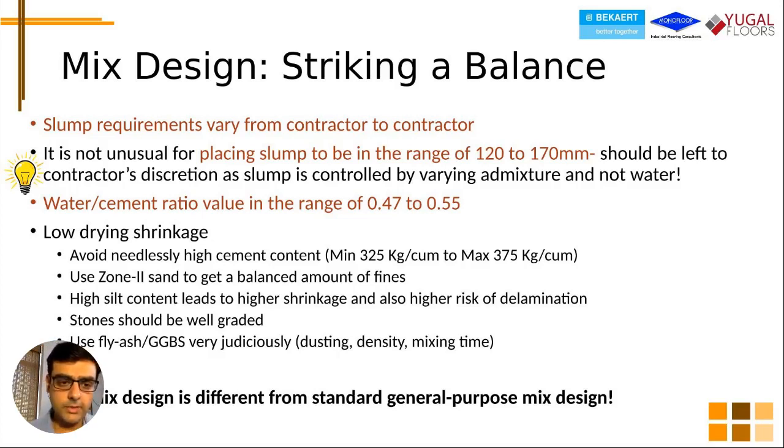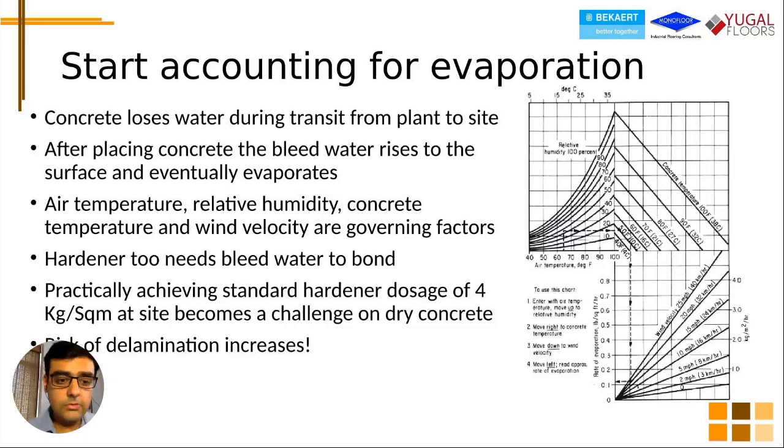Okay, what can we do to control shrinkage? Avoid needlessly high cement. A ballpark range would be between 325 to 375 kgs per cubic meter. Use zone 2 sand because it has a balanced amount of fines. Also, test your silt content because it leads to higher shrinkage, and more importantly, it increases the risk of delamination. The stones should be well graded, and when you're using fly ash or GGBS, be very careful because it can lead to dusting if not handled properly. The densities are different, the mixing times are higher. So I hope it is amply clear that floor mix is different from a standard general purpose mix design.